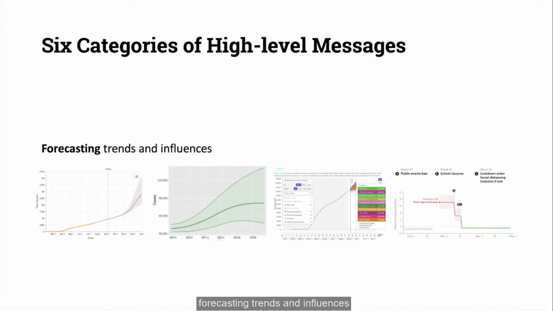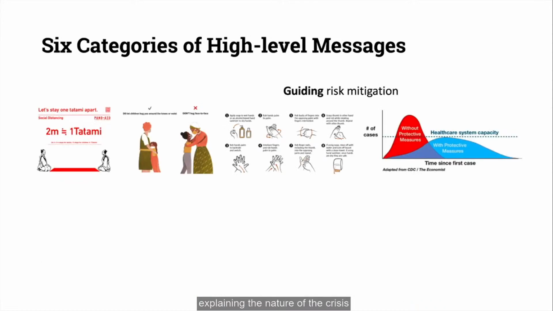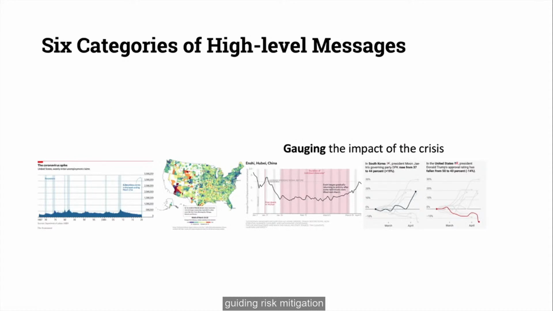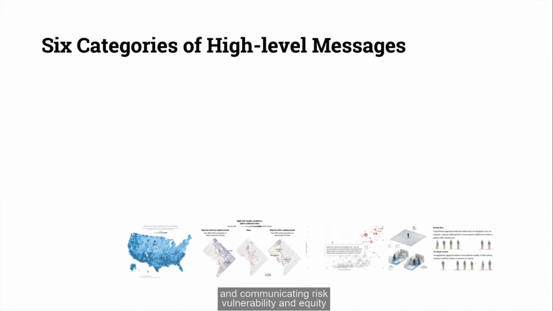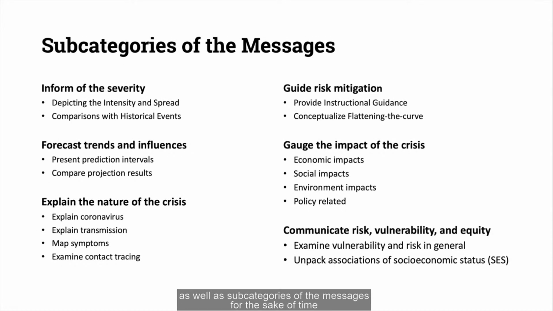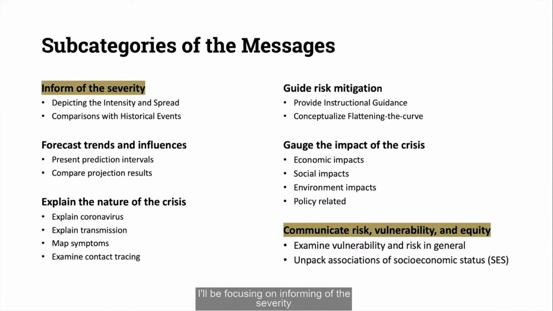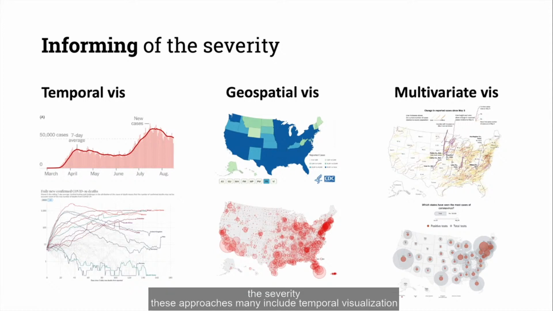forecasting trends and influences, explaining the nature of the crisis, guiding risk mitigation, gauging the impact of the crisis, and communicating risk, vulnerability, and equity, as well as subcategories of the messages. For the sake of time, I'll be focusing on informing of the severity and communicating risk, vulnerability, and equity in this presentation. There are many ways to visualize information to inform of the severity.